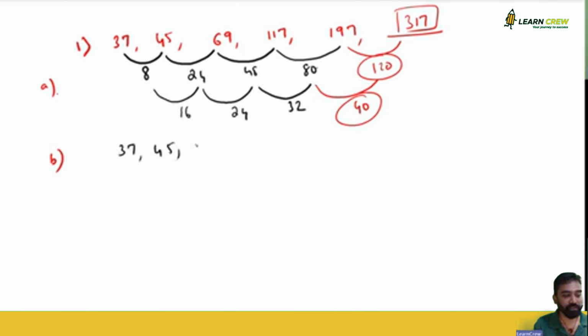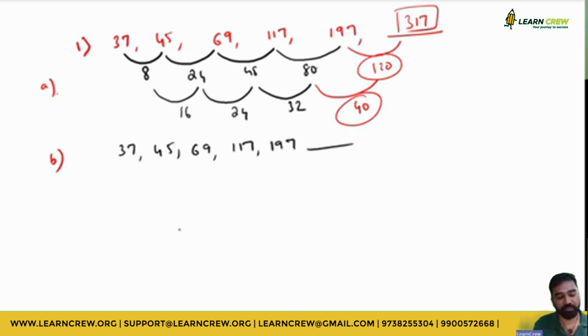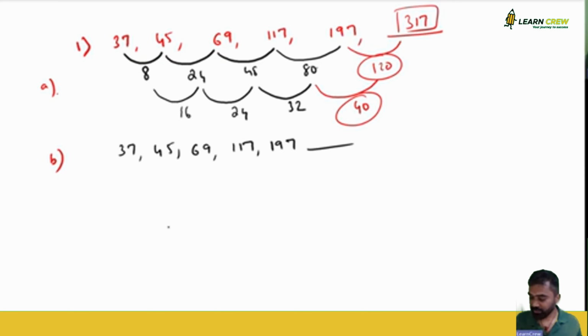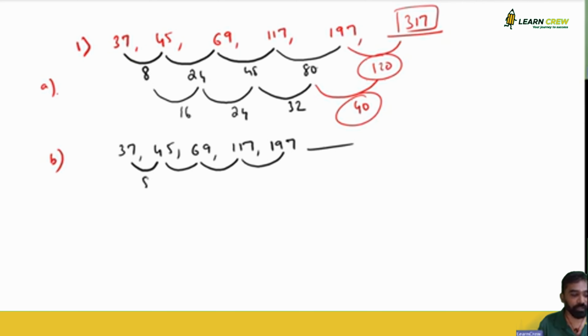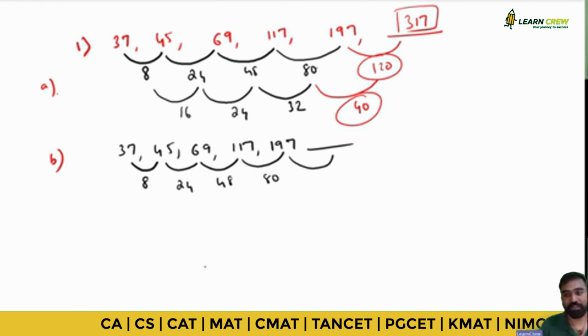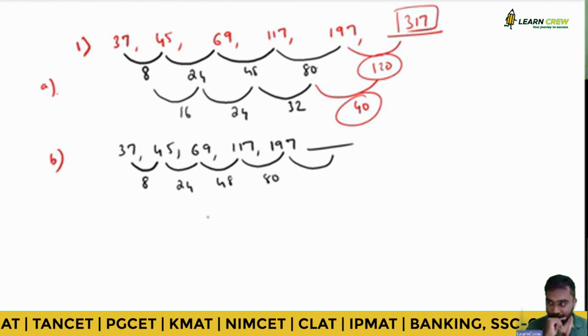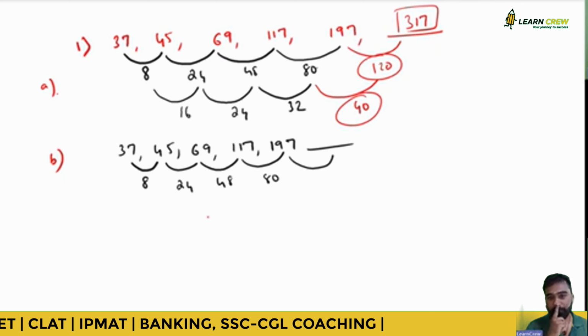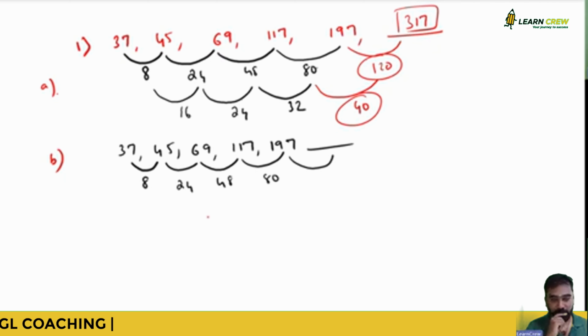37, 45, 69, 117, 197. This is the pattern. What is the next type you can solve? Check out the differences here: 8, 24, 48, and we need to find the next one. What is the pattern you can think of? We add 24 plus 48, minus 8, that is 72. No, I need the pattern.